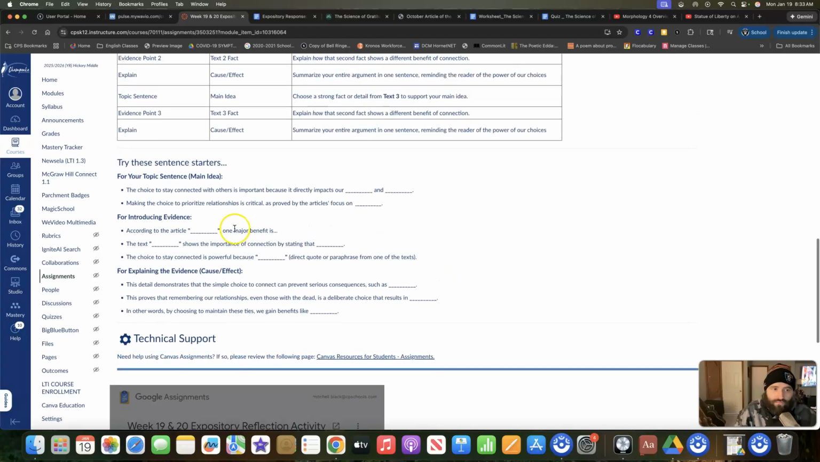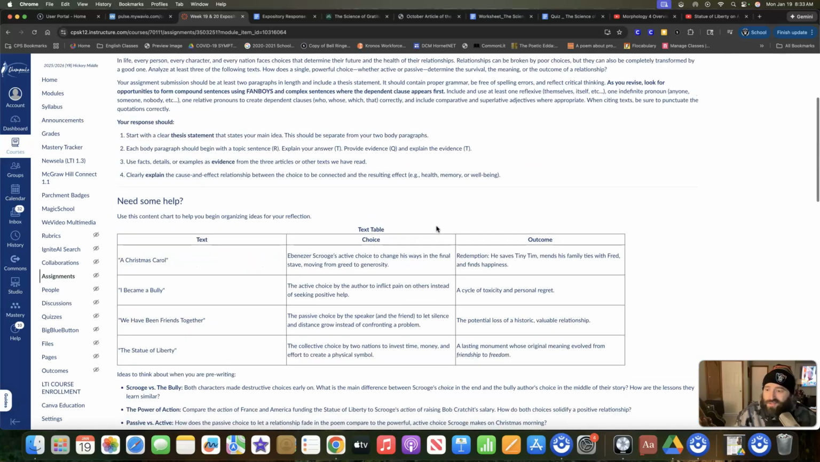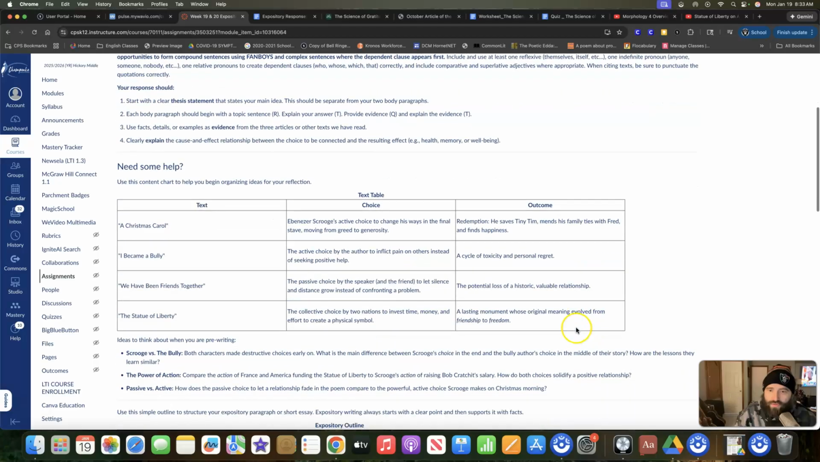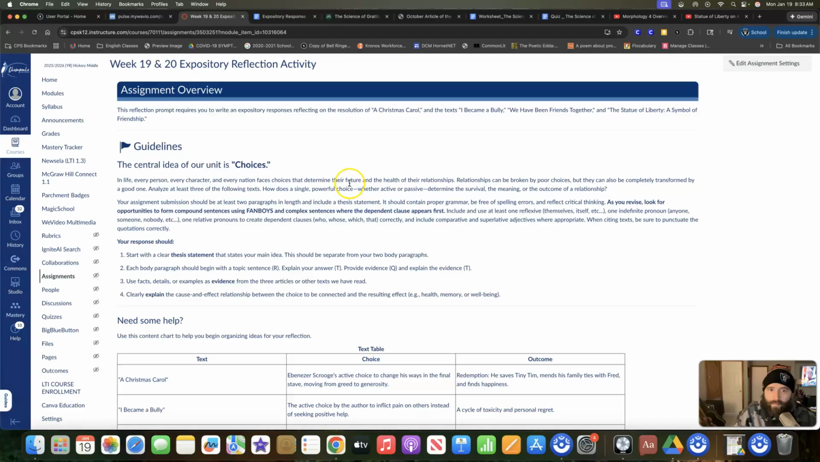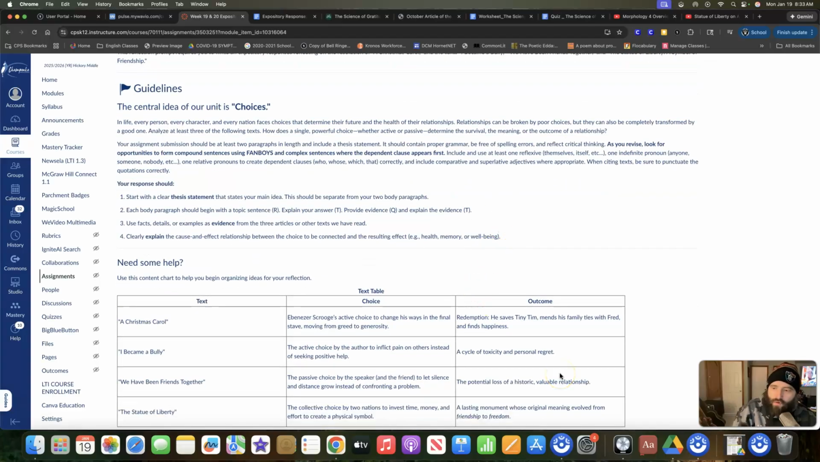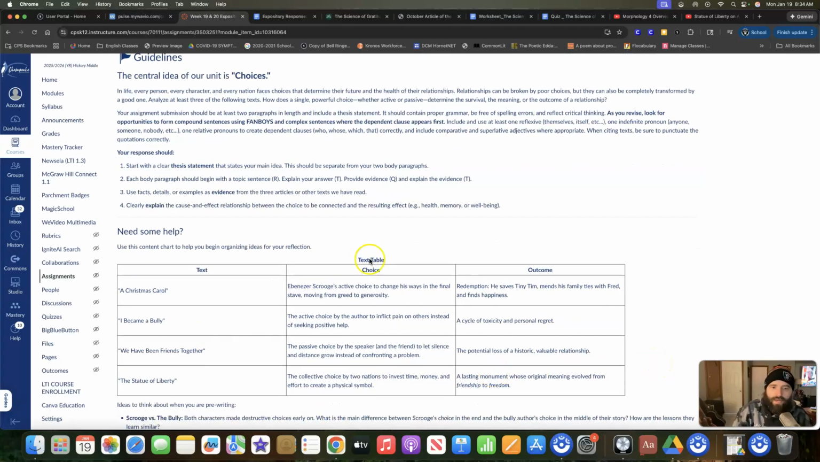Also down here, if you need to know how to start a topic sentence: the choice to stay connected with others is important because it directly impacts our lives; making the choice to prioritize relationships is critical as provided by the article's focus on. But you don't need to use that. You guys know how to do your topic sentences, right? One way the power of friendship, one way a powerful choice can affect relationships is it can lead to redemption. Like, you've already got this under control. We've been practicing it.